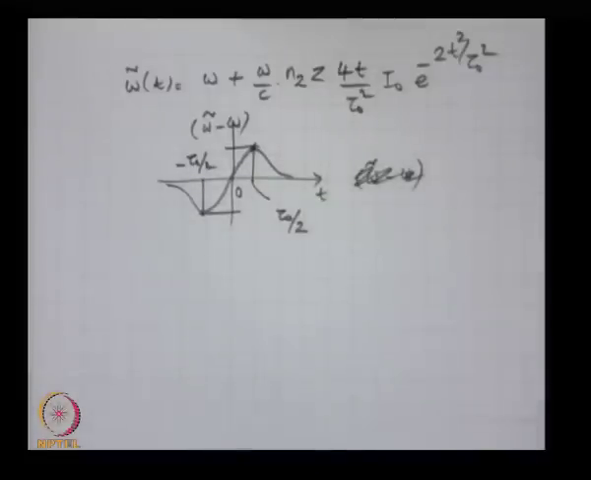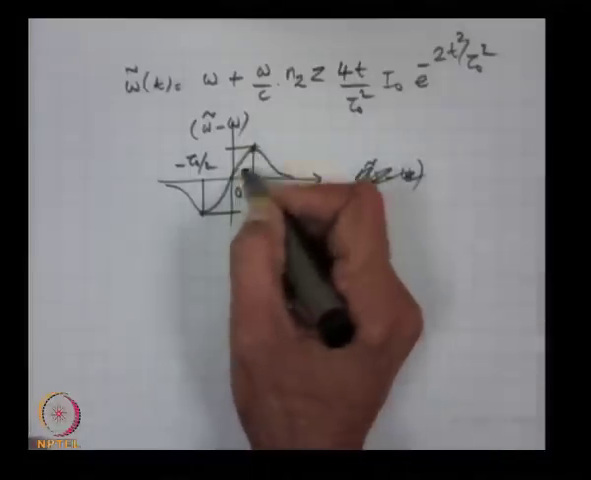Plus tau naught by 2. Just differentiate this equation and put it equal to 0, and you will get, at t equal to plus tau naught by 2 and minus tau naught by 2, the frequencies are maxima and minima. So let me try to calculate what is this maximum frequency within the chirp.